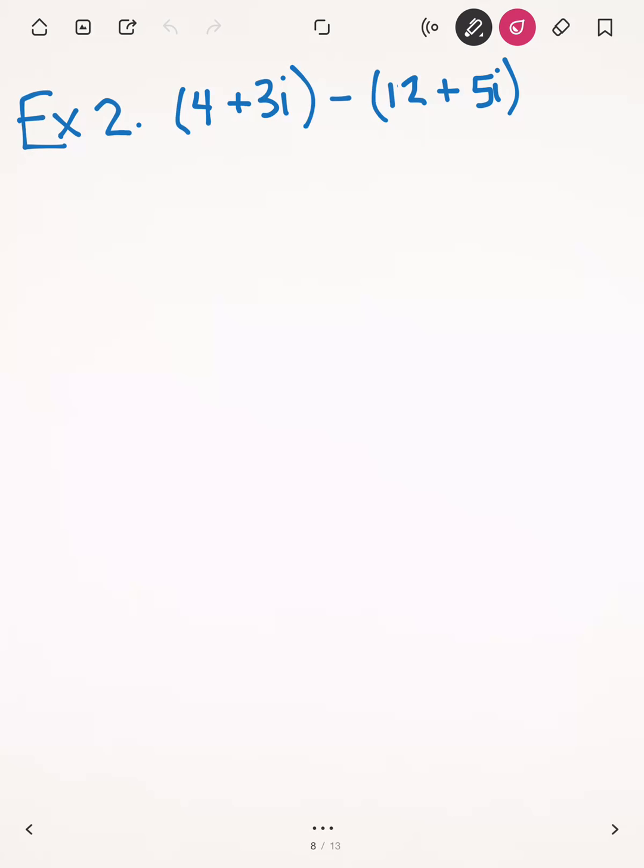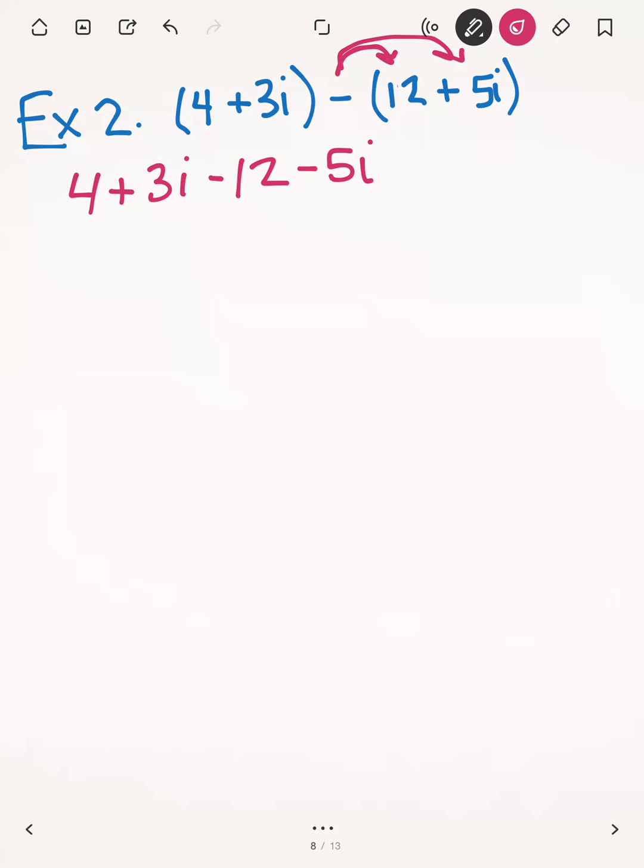Okay, example 2. Notice now I have a subtraction. What I need to do is distribute this negative sign to everything after it in the parentheses. So the 4 plus 3i stays the same. A negative 1 times 12 is a negative 12. A negative 1 times a 5i is a negative 5i.